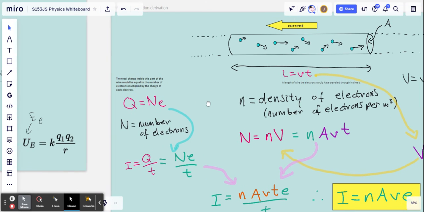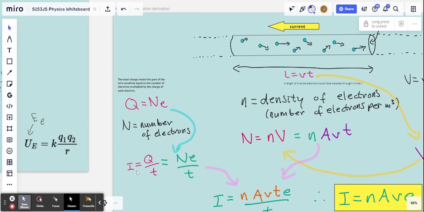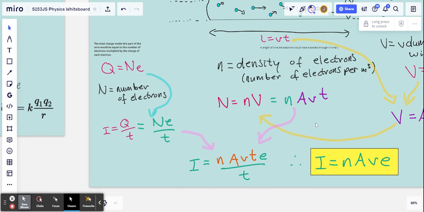Meanwhile, over here, we know the current can be calculated by the charge transferred through that part of the wire divided by the time. And the total charge is going to be equal to the total number of electrons multiplied by the charge of each electron. Subbing that in, we can say that current is equal to the total number of electrons multiplied by the electron charge divided by time.